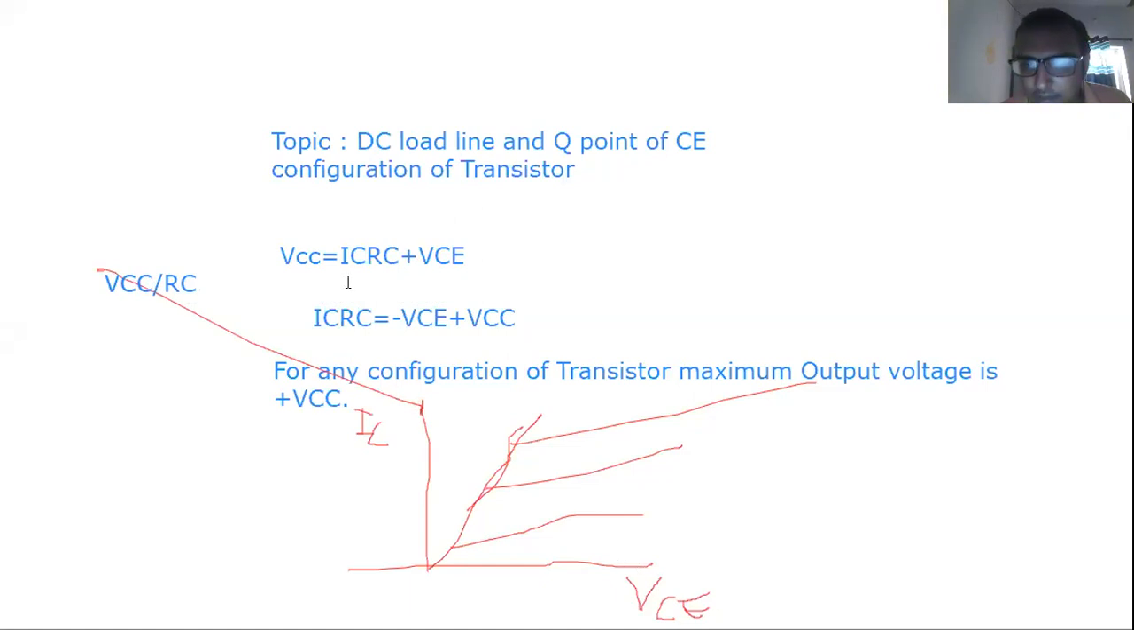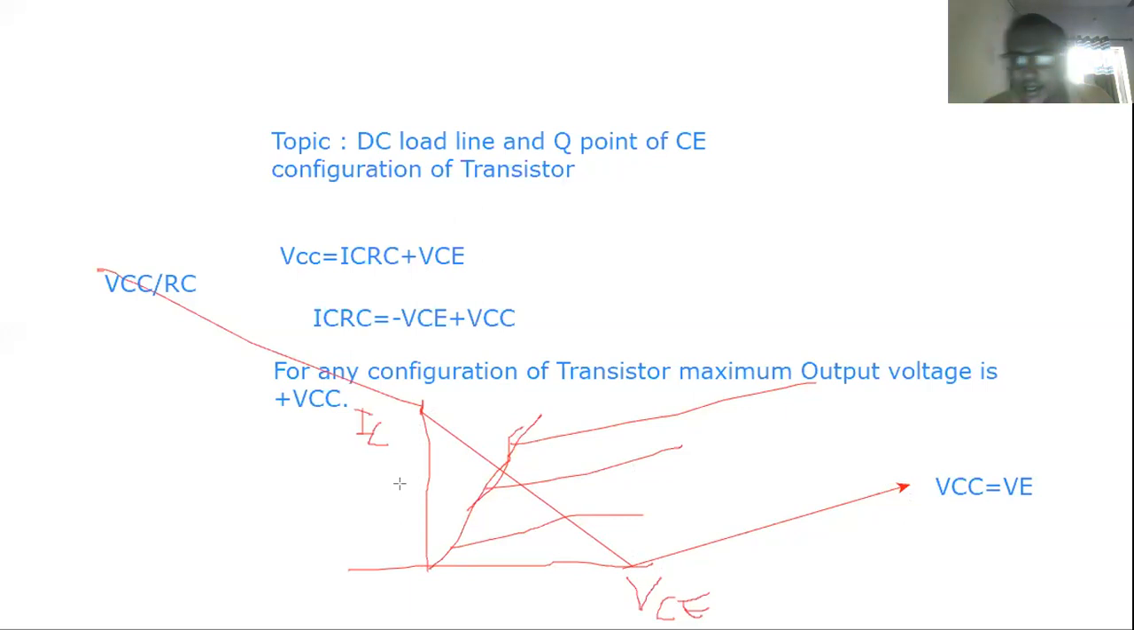And here is another point: make IC equal to 0, so VCC equal to VCE. So if you connect these two points, see this. This is known as DC load line.